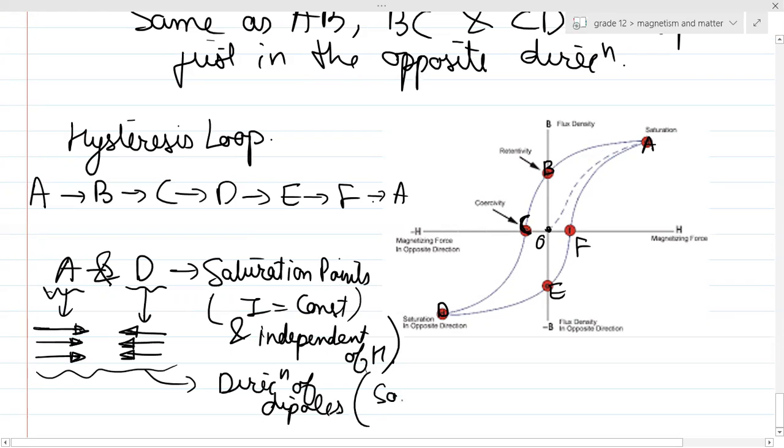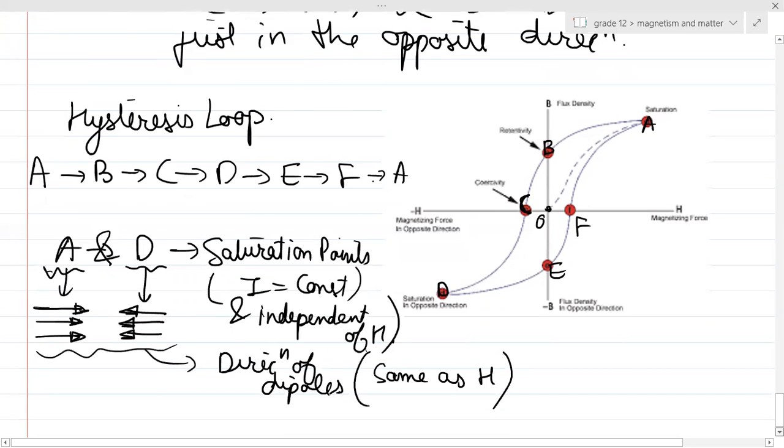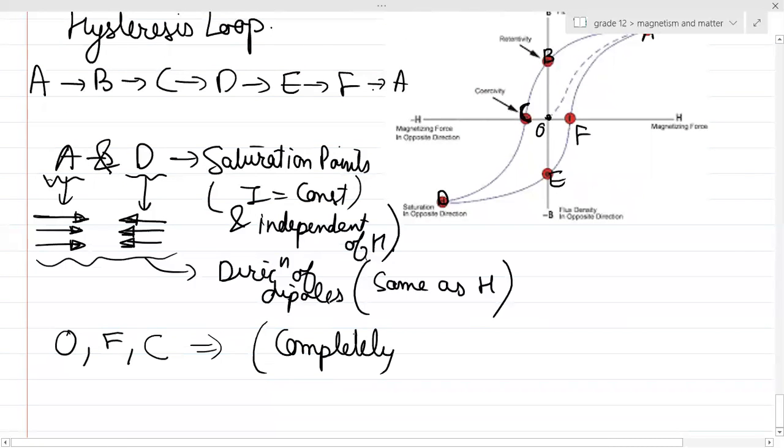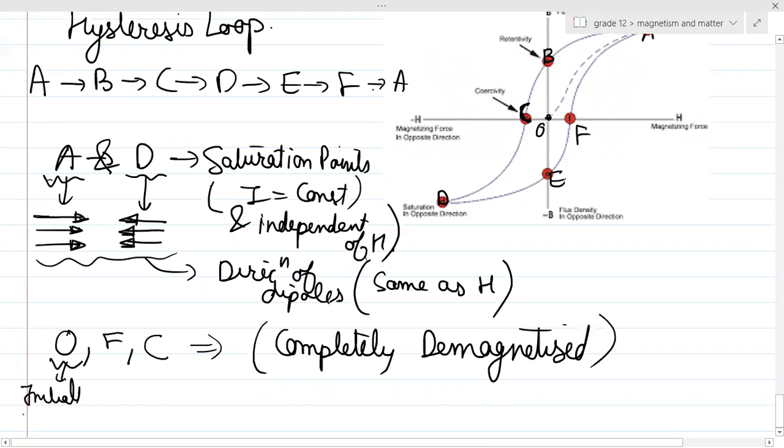Please remember, the direction of dipoles is same as H. So A and D is pretty much clear to everyone. Now let's talk about points O, F, and C. They are the points where the material is completely demagnetized. O is basically the point where it was initially unmagnetized.